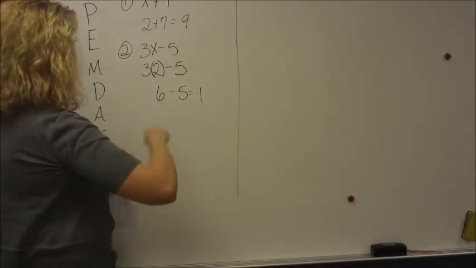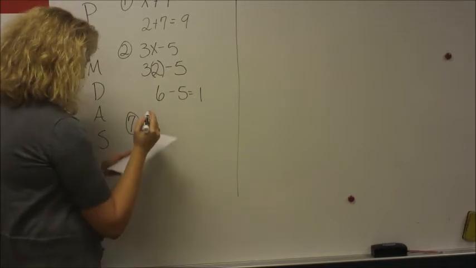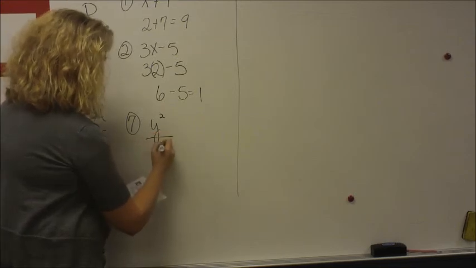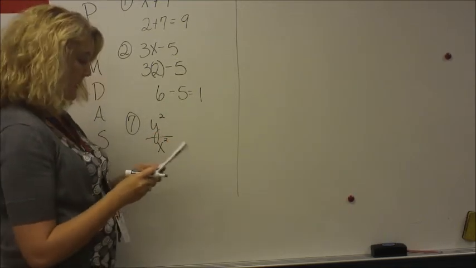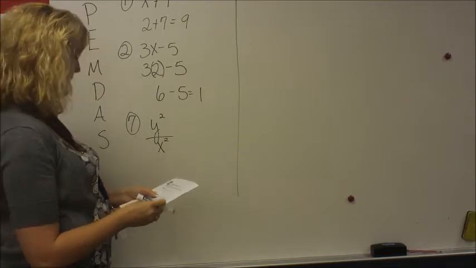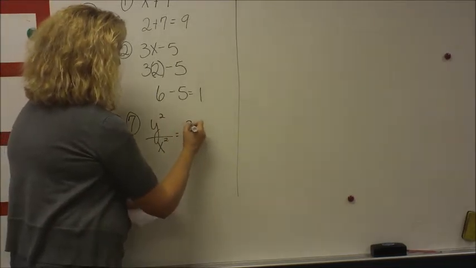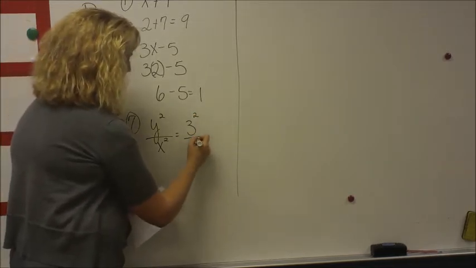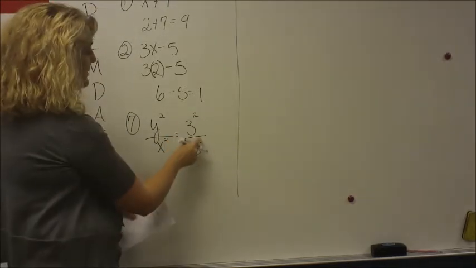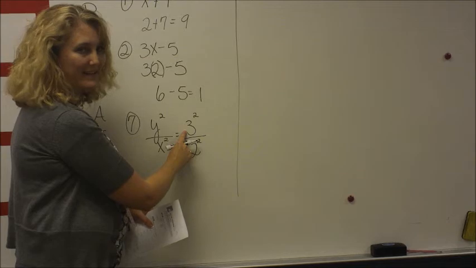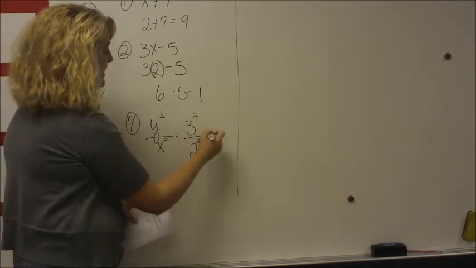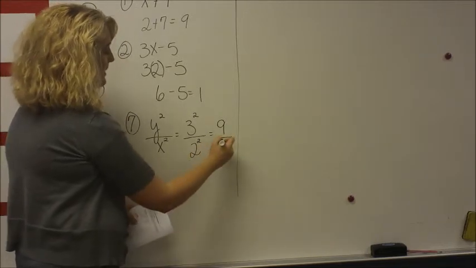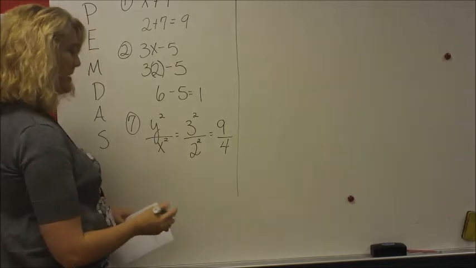Let's do, for example, number 7. Number 7 says y squared over x squared. Now, up at the top, my value for y is 3. So in place of the y, I'm going to put a 3. Then in place of the x, a 2. We need to clear these exponents. 3 squared is not 6. 3 times 3 is 9. And 2 squared, 2 times 2 is 4. So I get 9 over 4.